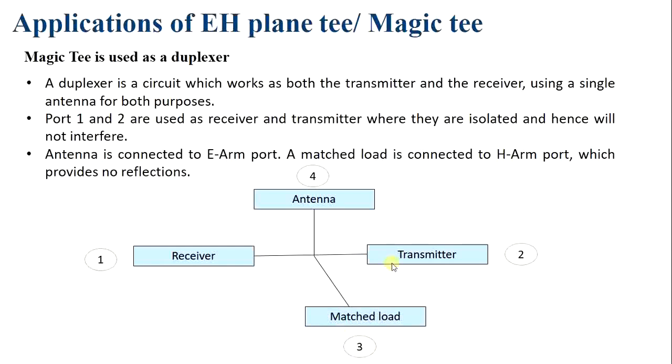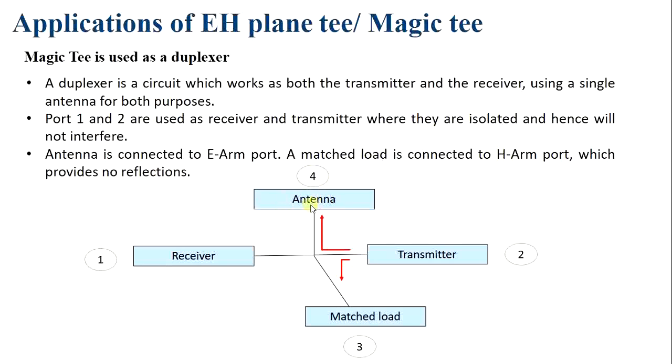When the transmitter is on, the signal from port 2 comes to port 3 and port 4. The signal coming to port 3 is totally absorbed by the matched load. As you can see in the figure, there is a matched load connected at port 3, so it will get absorbed at port 3, and only the signal will go towards port 4 where the antenna is connected. So in this way the antenna can radiate and transmit the signal.